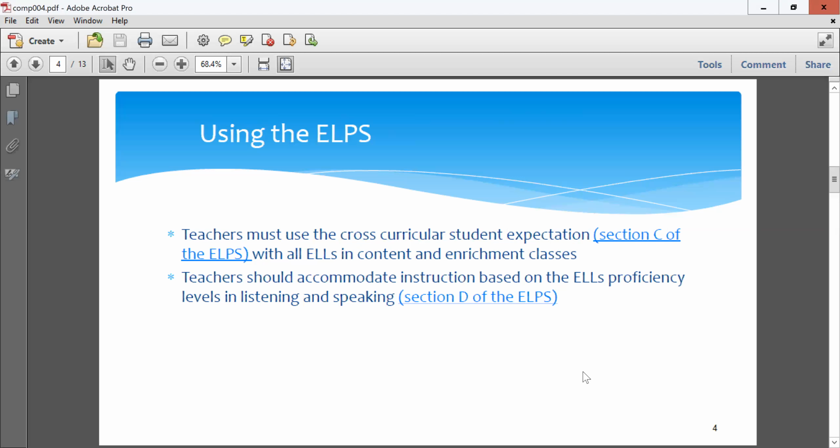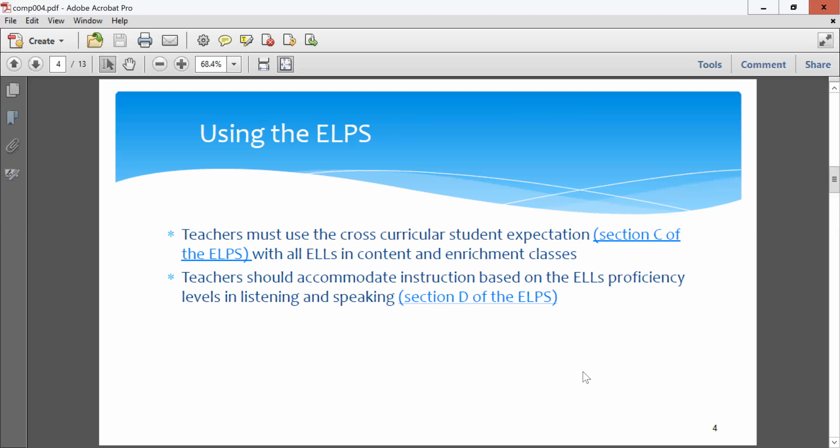And then it also helps you accommodate your instruction based on what proficiency level those students are in those domains: listening, speaking, reading, and writing. And that you will see in section D of the ELPS. Those are the proficiency level descriptors, but you also have those in the course. So those tell you what to expect for students in those domains. So for example, in section C, there are specific student expectations for listening for students.